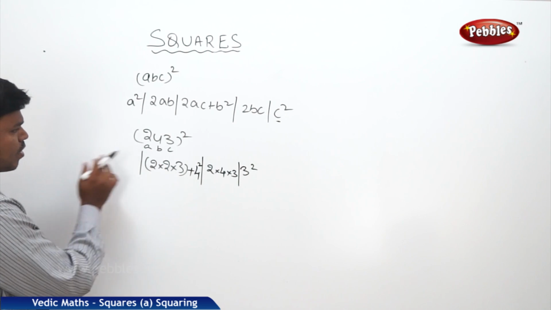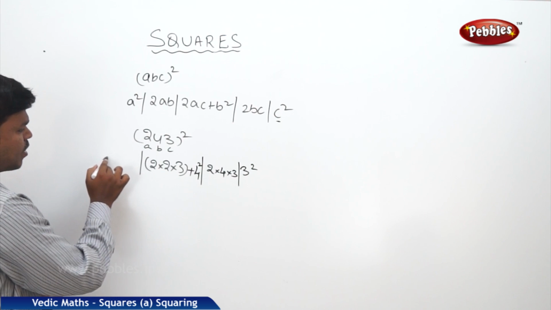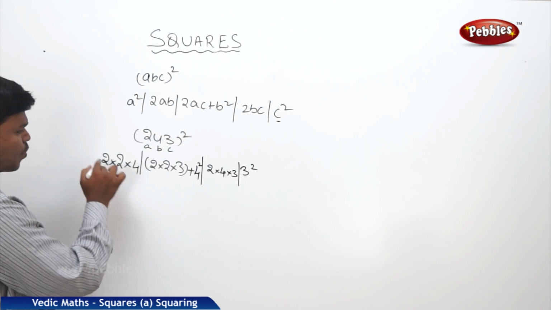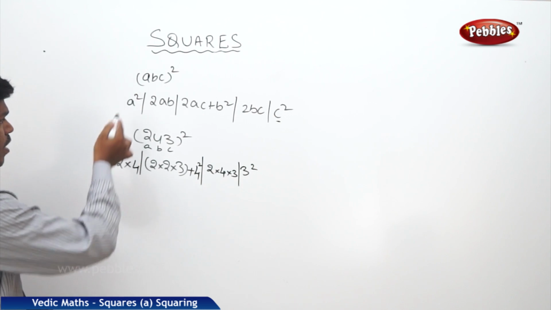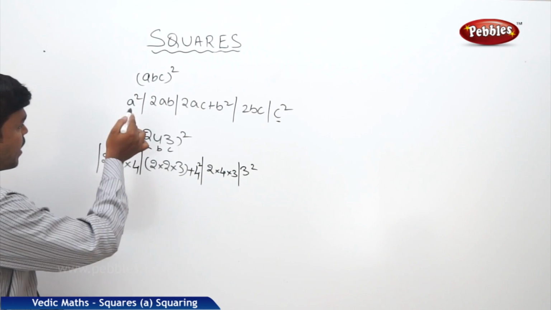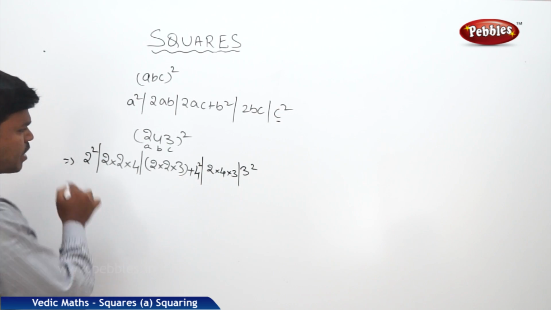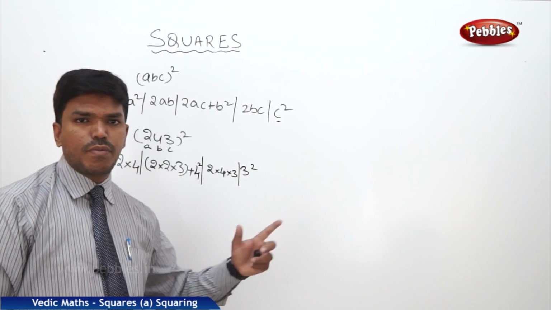Next, 2ab, that is 2 into what is a? 2. What is b? 4. 2ab. Finally a square. So what is a? A is 2. So 2 square. Right? Now simplify this one.